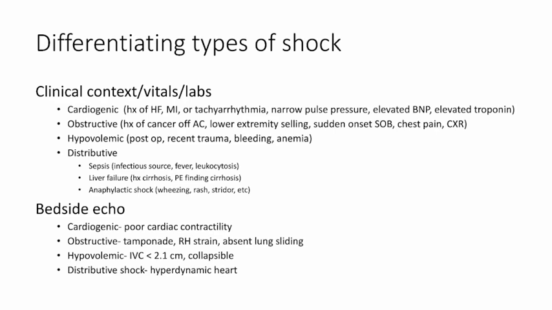Where it becomes more difficult to evaluate the type of shock is when there's multiple concurrent etiologies. So for example, patients who have cardiogenic shock as well as sepsis, or cardiogenic shock as well as liver failure. And if there's still question as to what type of shock it is, a right heart cath can be useful in differentiating types of shock.